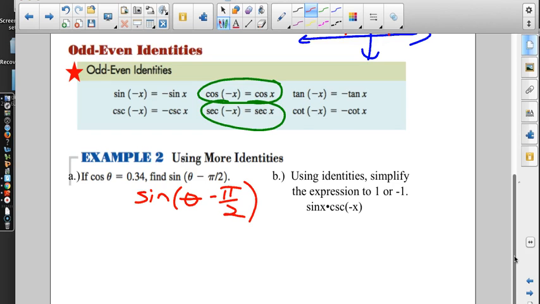Wait a minute. Isn't that supposed to say pi over 2 minus theta? Take a look at your identities up above. Wasn't it always 90 degrees minus theta? Well, we need to reverse that then. So to reverse it, we'd pull out a negative 1.